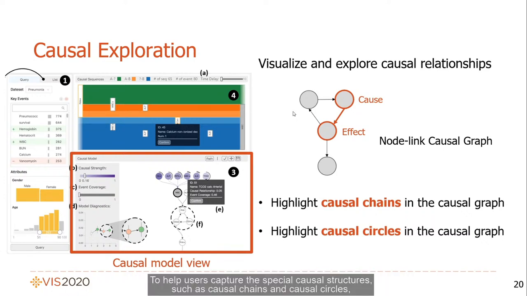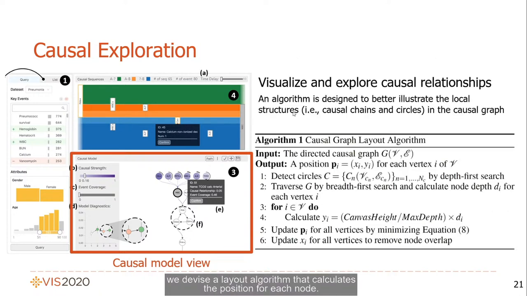To help the user capture the special causal structures, such as causal chains and causal cycles, we derived a layout algorithm that calculates the position for each node. This algorithm is designed to illustrate those local structures and reduce the visual complexity of the graph.